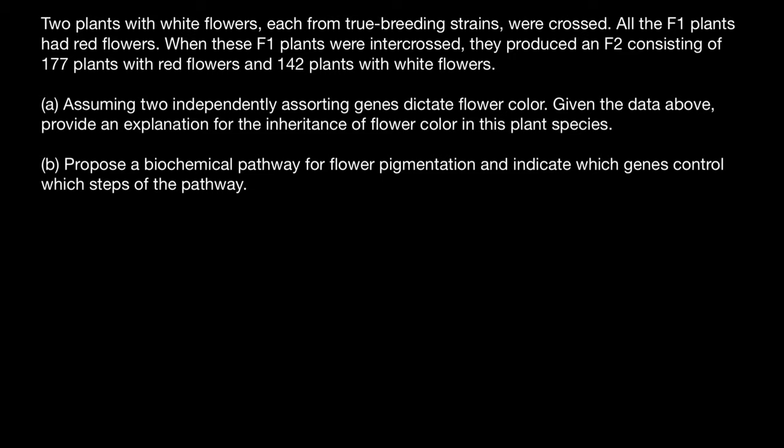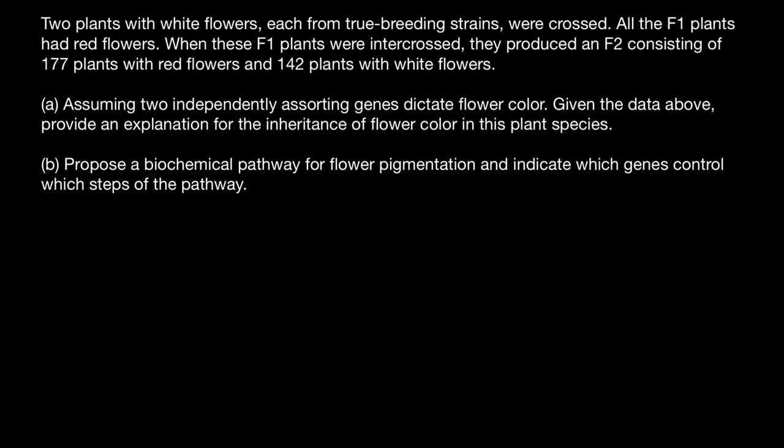Today's problem is: two plants with white flowers, each from true breeding strains, were crossed. All F1 plants had red flowers. When these F1 plants were intercrossed, they produced an F2 consisting of 177 plants with red flowers and 142 plants with white flowers. And two questions.